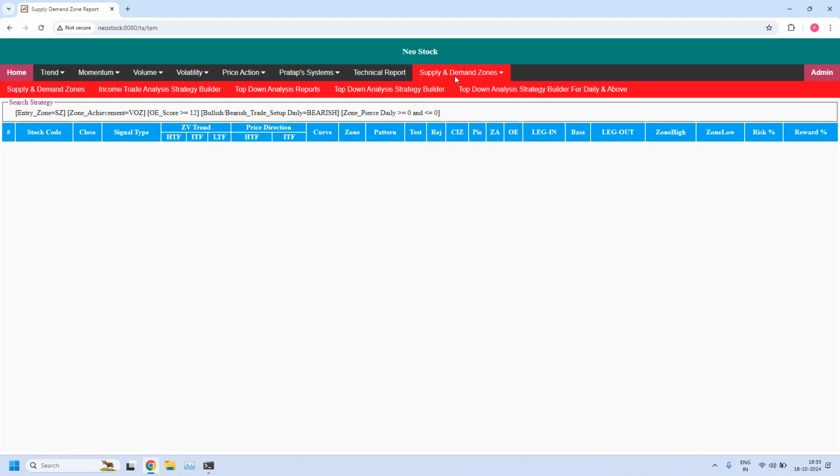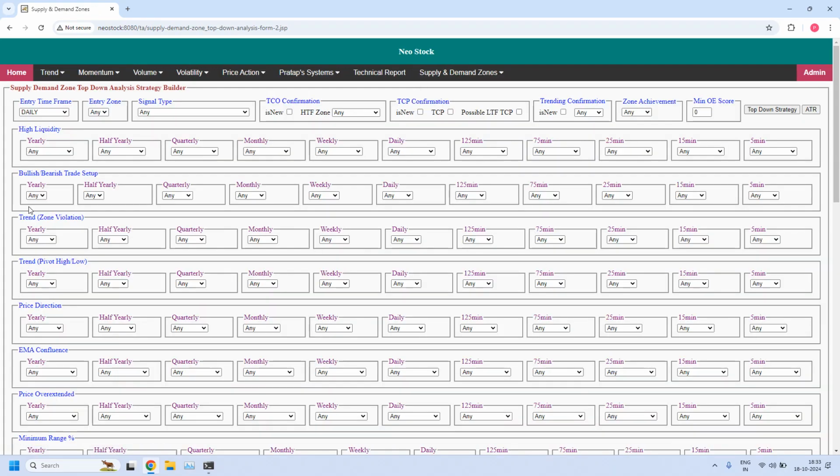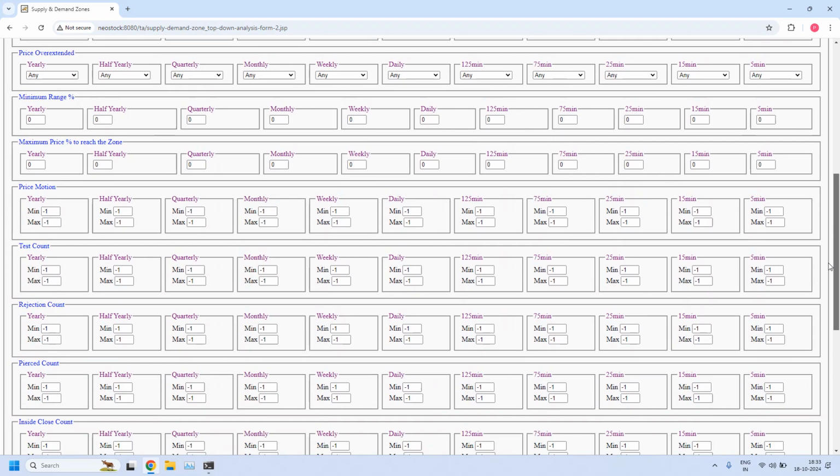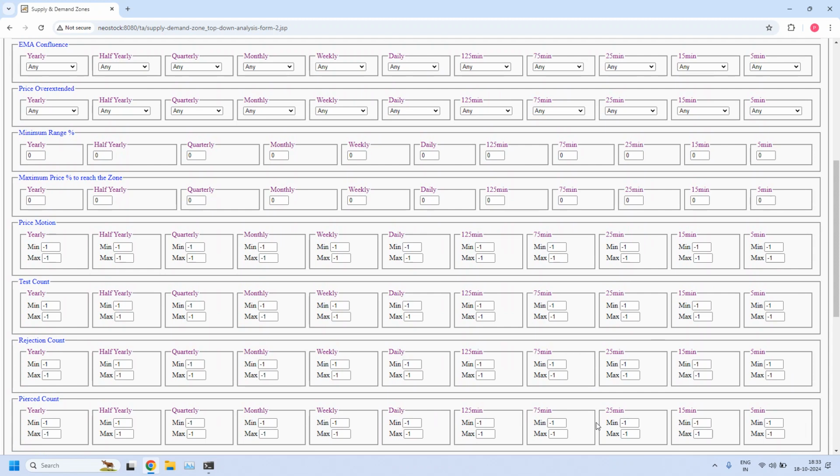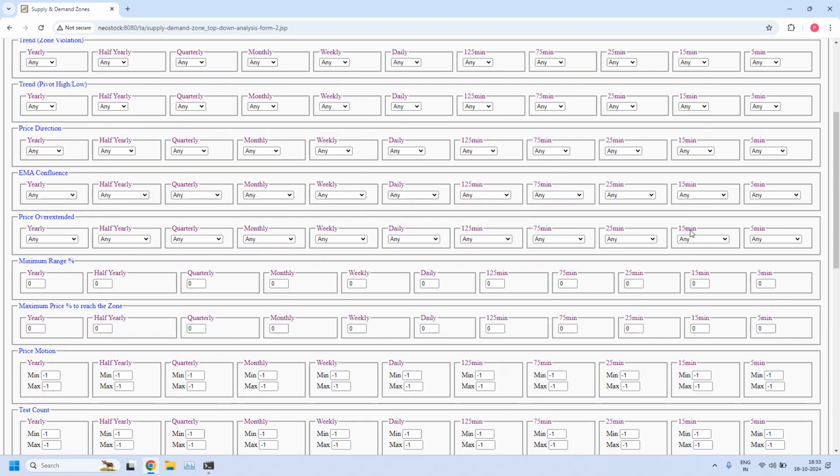Okay, next let us look for bullish trade setup for weekly income trade. Weekly income trade entry time frame is 75 minutes. Entry zone is a demand zone. In bullish or bearish trade setup, at 75 minutes time frame, that is entry time frame, we are selecting bullish. And this 75 minutes demand zone should not be pierced. So in the pierced count, at 75 minutes time frame, I am setting minimum value 0, maximum value 0.